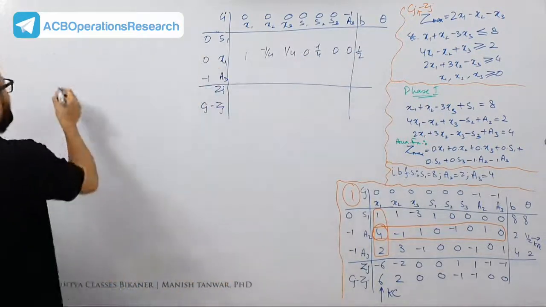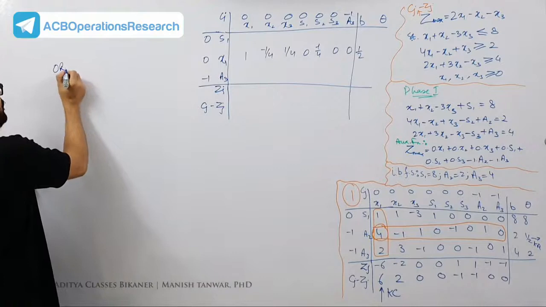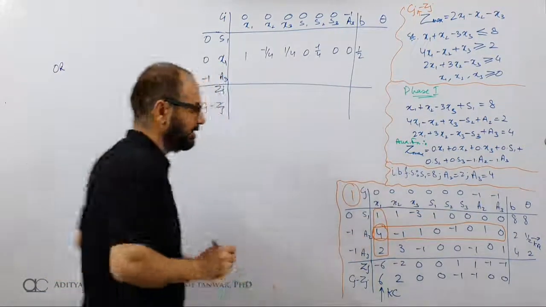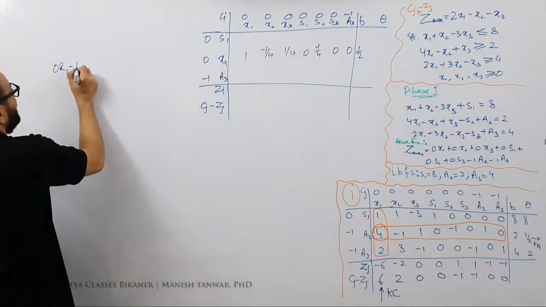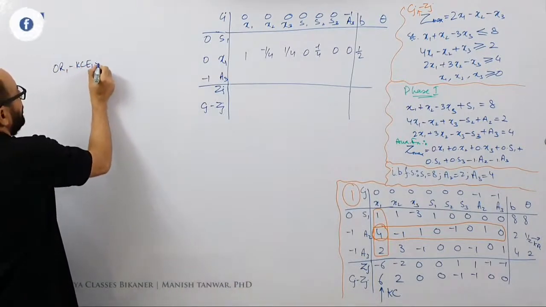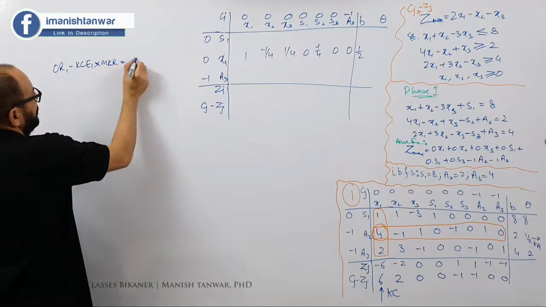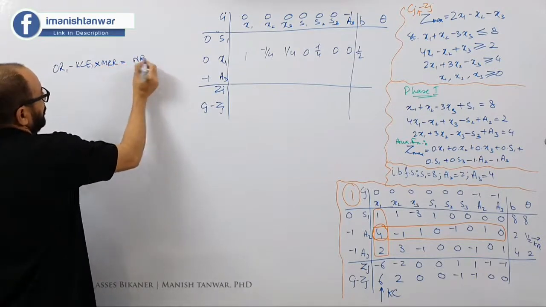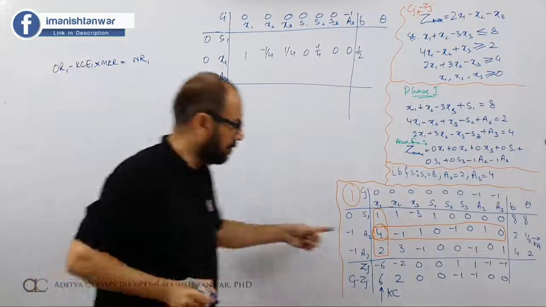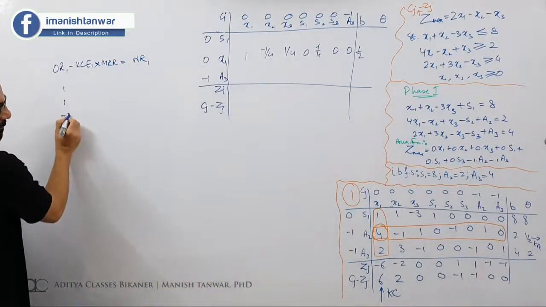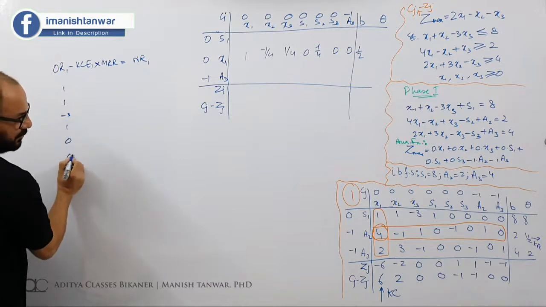Then the formula is: old row, first row needs to be transferred. Old row 1 minus key column element 1 multiplied by modified key row is equal to new row 1. Old row 1: 1, 1 minus 3, 1, 0, 0.